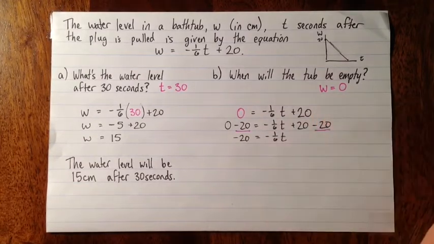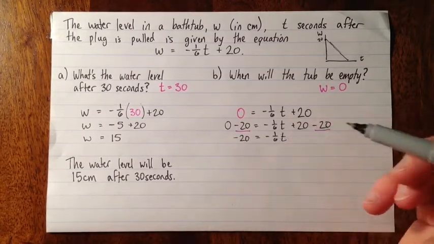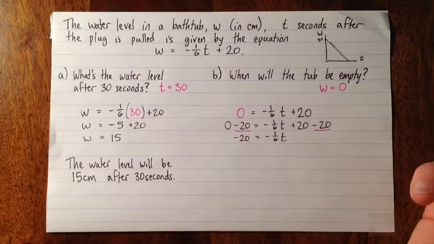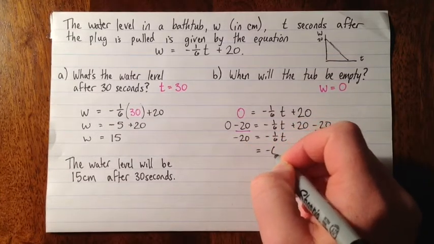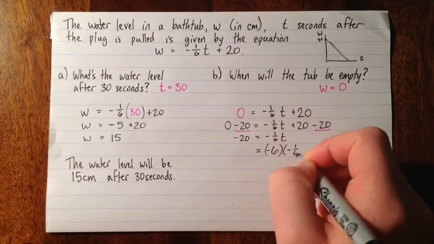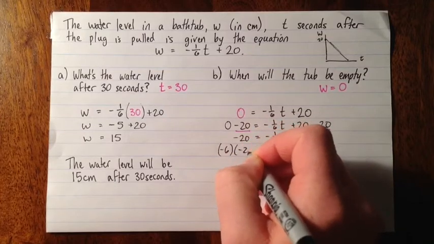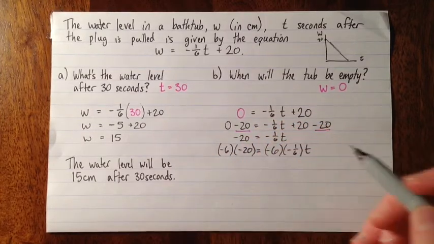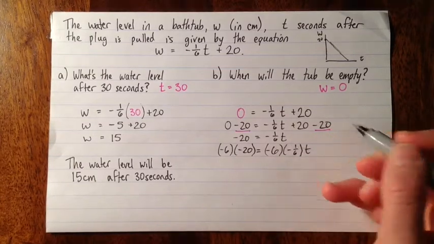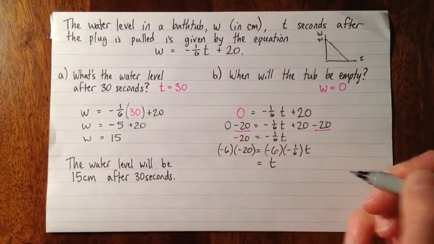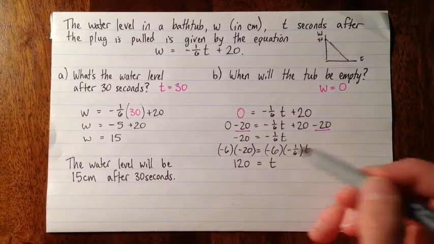And now we want to get rid of this negative 1/6 here. So we could divide by negative 1/6, or it's actually the same thing, we can multiply by negative 6. So let's multiply both sides by negative 6. And the reason that this works is that negative 6 times negative 1/6 is 1. So here we've got T, and here we've got 120.